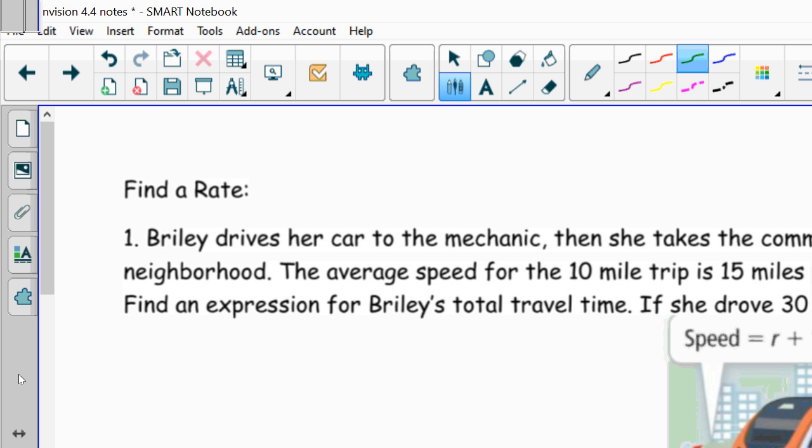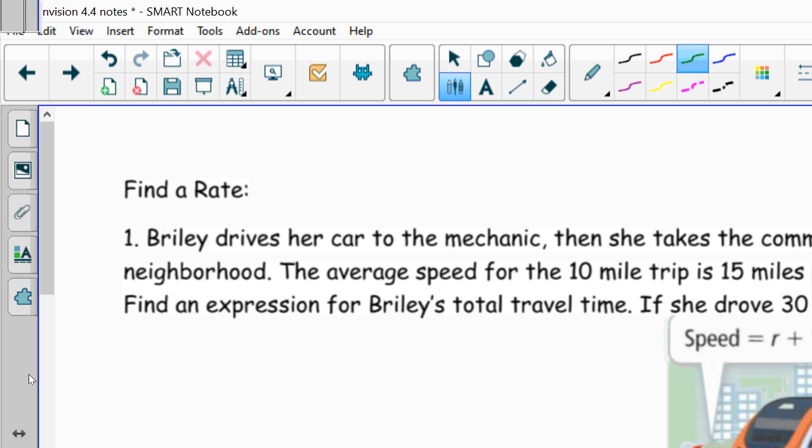It says, Briley drives her car to the mechanic. Then she takes the commuter rail train back to her neighborhood. The average speed for the 10-mile trip is 15 miles per hour faster on the train. Find an expression for Briley's total travel time. If she drove 30 miles per hour, how long did this take? First we want to find the expression, and then we're going to solve it.